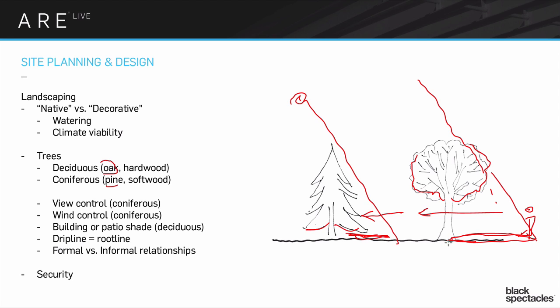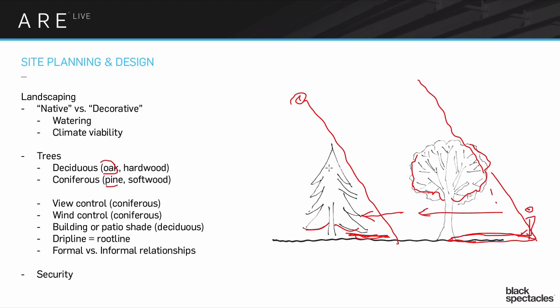So if you're talking about wind, you're talking about view control, then you're talking about coniferous trees. When you're talking about shade, you're talking about deciduous trees. The computer will see you as doing it wrong if you try using a coniferous tree for shade. So it's just one of those ways that it gets simplified in this particular world.